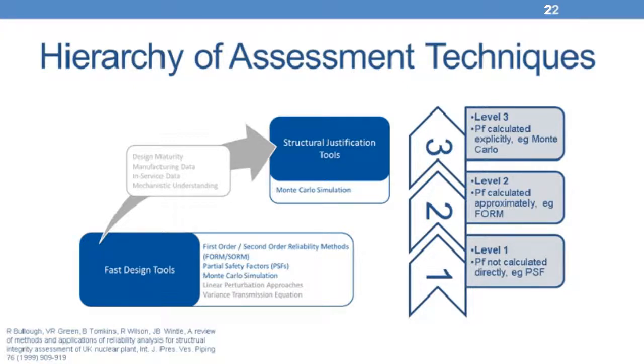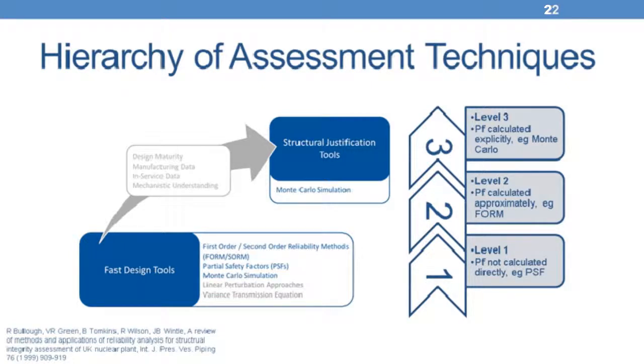So for level 1 techniques, the structural reliability is not calculated explicitly, but is implicit in the approach. For example, the use of partial safety factors. With level 2 approaches such as FORM or SORM, that's the first and second order reliability methods, the probability is calculated directly but approximately. And finally, with the level 3 approaches such as direct Monte Carlo sampling of distributions, the probability is also calculated explicitly and potentially more accurately than if using a level 2 approach.